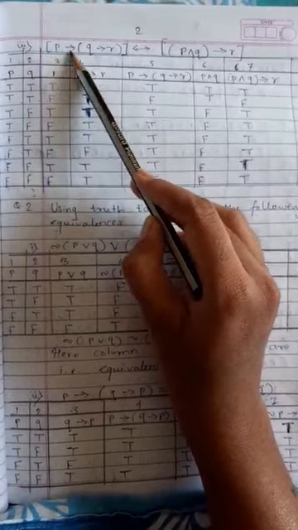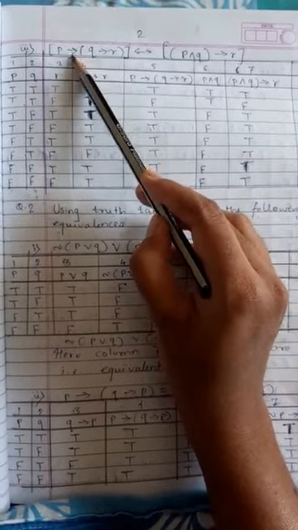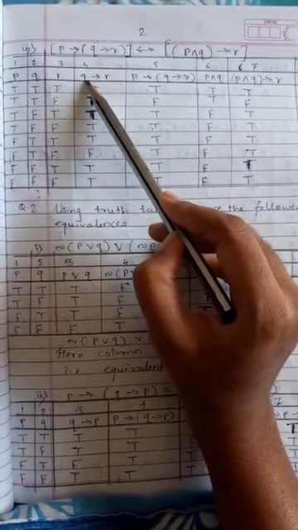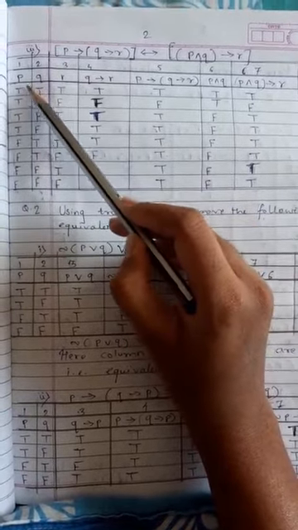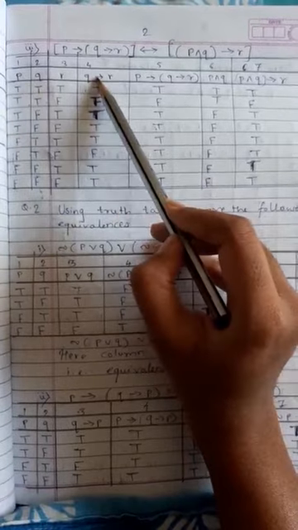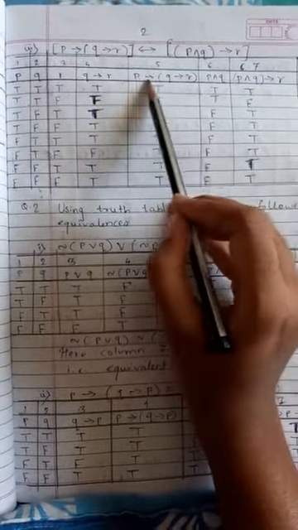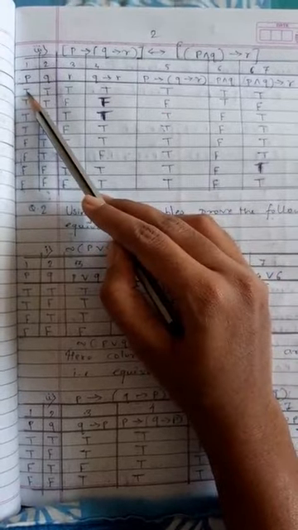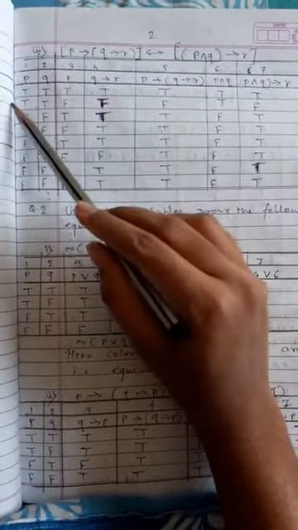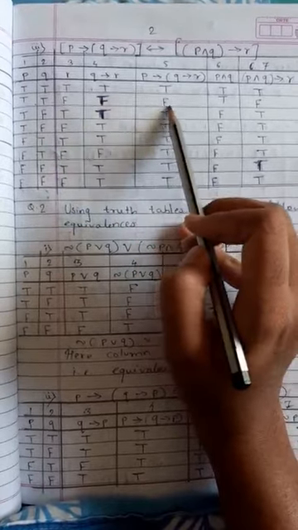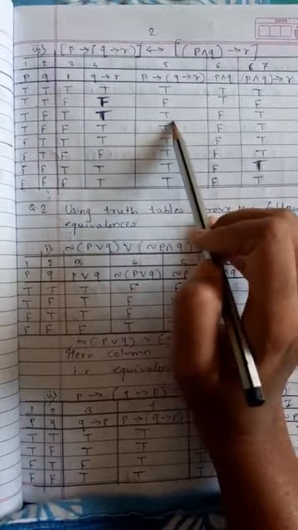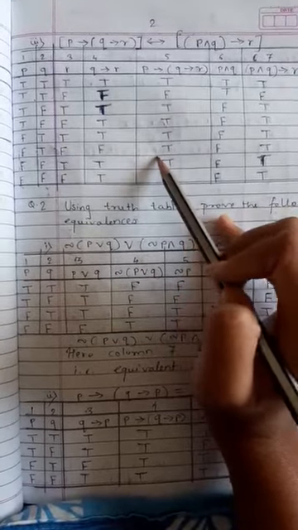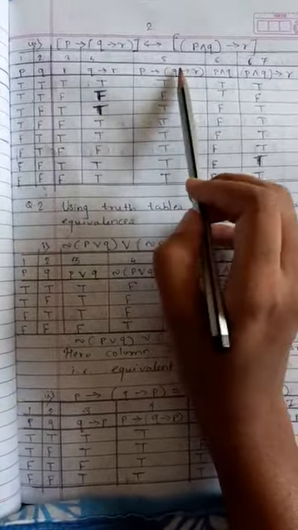Now P implies, in the bracket, Q implies R. We already have Q implies R, so now we will take the implication of P implies Q implies R. T implies T is T. T implies F is F. T implies T is T. T implies T is T, and so on. I am numbering this as column 5.